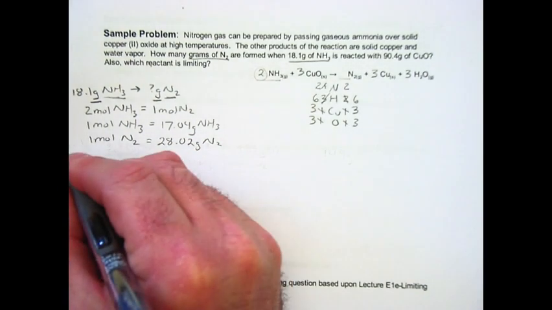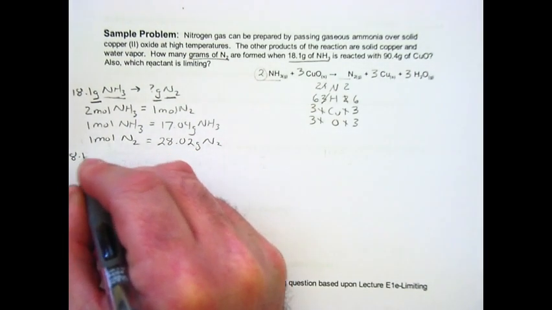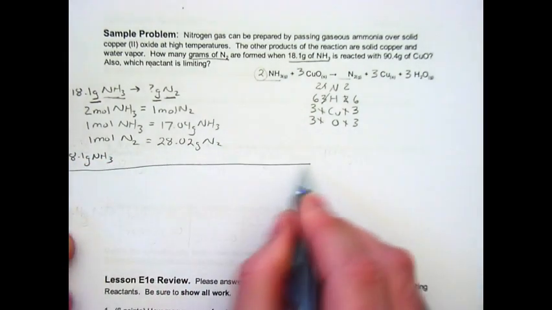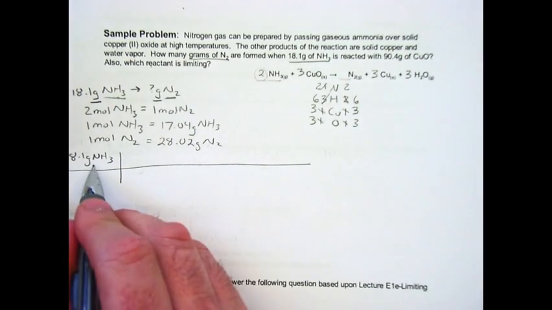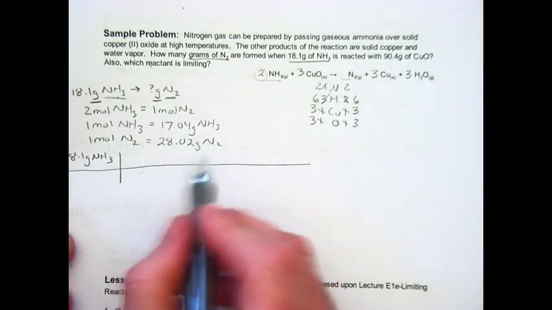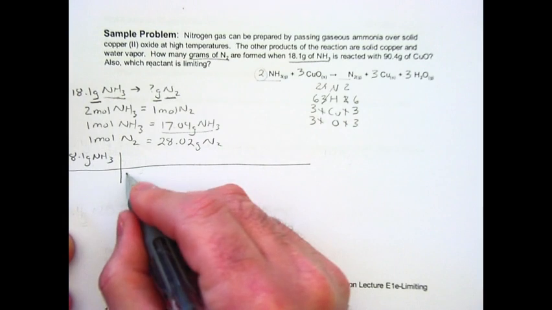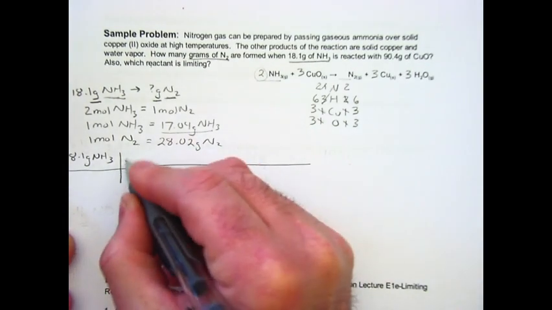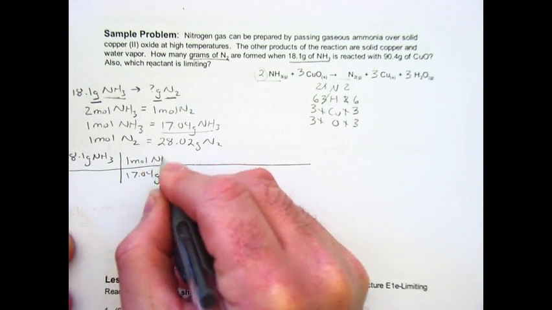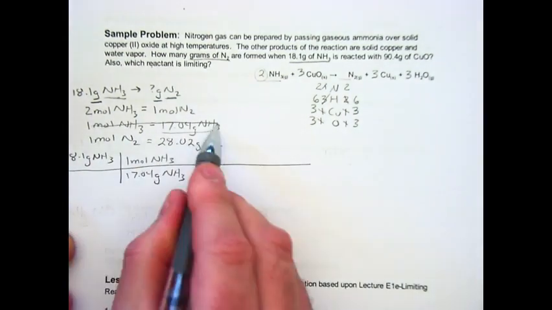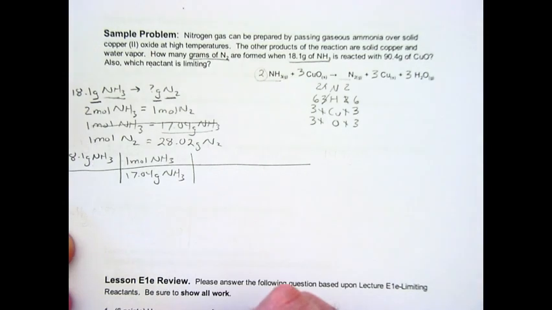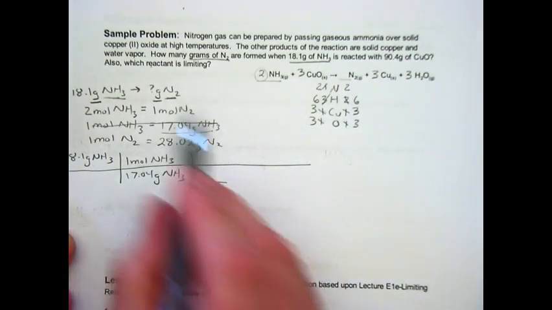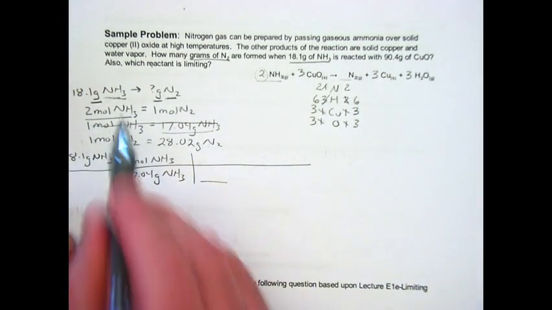So I set up my grid, 18.1 grams of ammonia. I put grams of ammonia on top. I want grams of ammonia on the bottom, right there. So I have the 17.04 grams of ammonia for every 1 mole of ammonia. Cross that out. Another vertical line. Moles of ammonia on top. I want moles of ammonia down here. Can't use this one, so I use this one.